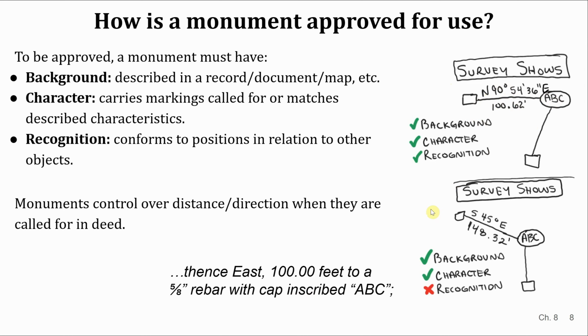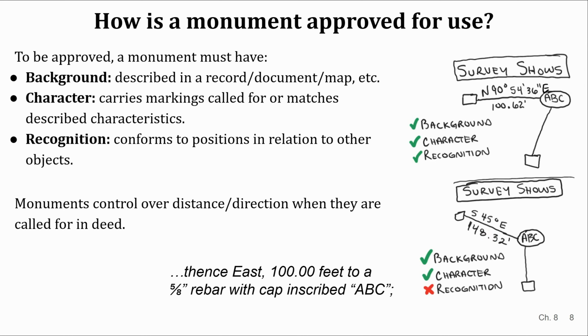Now, another example is shown here at the bottom. We find the monument that was called for. It matches the description, but it isn't matching into recognition. South 45 degrees east is what we end up measuring out in the field from the nearby objects, and the distance is almost 48 feet longer than what was called for. So this is going to throw up red flags. I'm not saying I wouldn't use it, but I need to do some extra research and investigation to figure out what might be going on here.